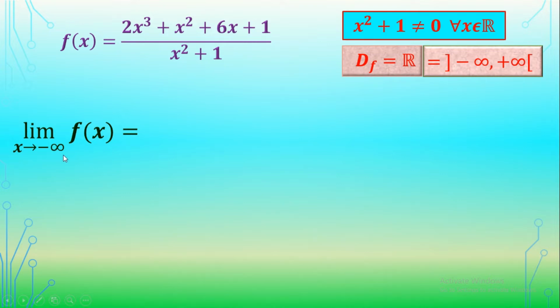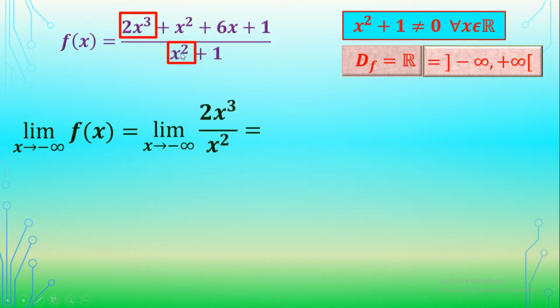Limit as x tends to minus infinity for f of x. Note that whenever we have fractions of polynomials, to find the limit for this function at minus infinity or plus infinity, we can just take the highest degrees for x on each of the numerator and the denominator. So its limit at minus infinity or at plus infinity is equal to the limit for 2x cubed over x squared. Now note that we can simplify x cubed by x squared. We get here x on the numerator. So it's equal to limit as x tends to minus infinity for 2x. X tends to minus infinity, then sure 2x will tend to minus infinity.